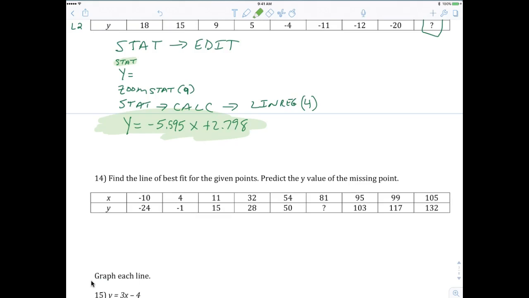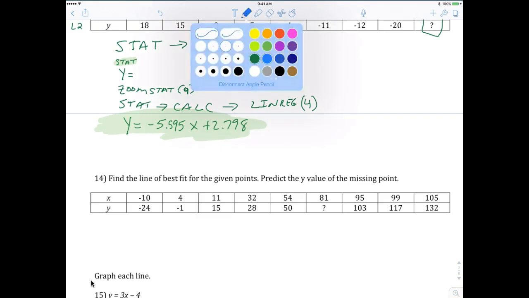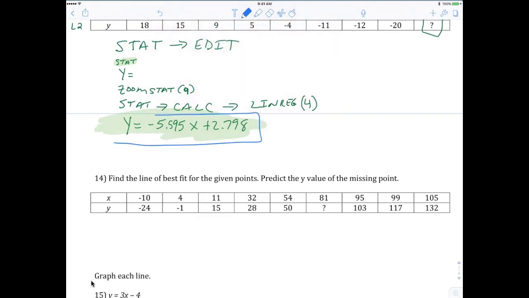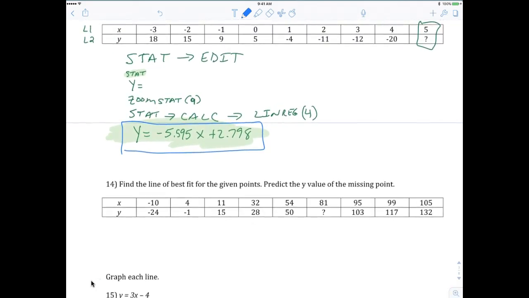No. Now, listen. We're almost there. This is the equation. Hear me out, please. Right now, we found the equation that works. Does everybody agree? All right. Now, the ultimate question is, what do you think the value of y is when x is 5? So now, plug 5 into your table, or you can do negative 5.595 times 5 plus 2.798.